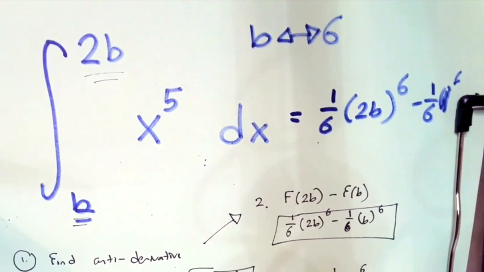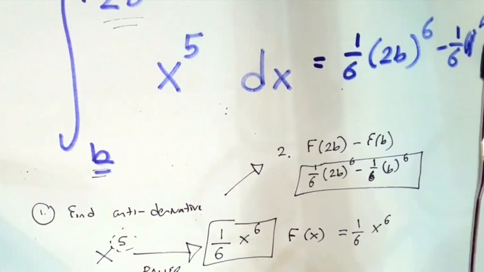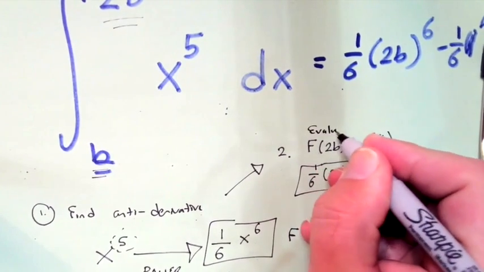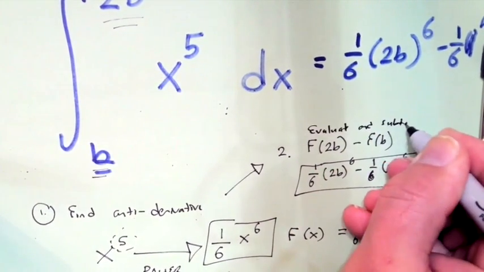So I hope that's not confusing any of you, but this is the process. You find the antiderivative, and then you plug in, evaluate, and subtract. The fact that there are b's instead of numbers doesn't really cause any difficulty.